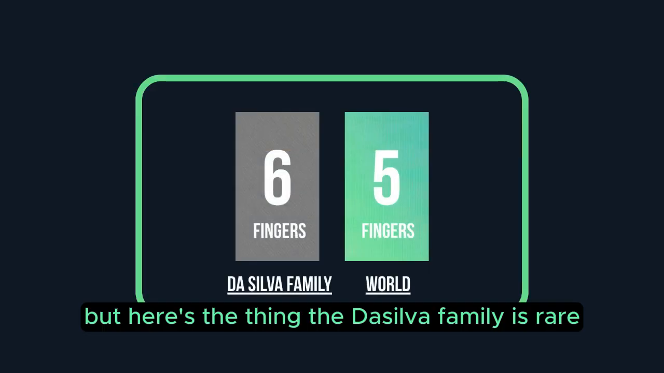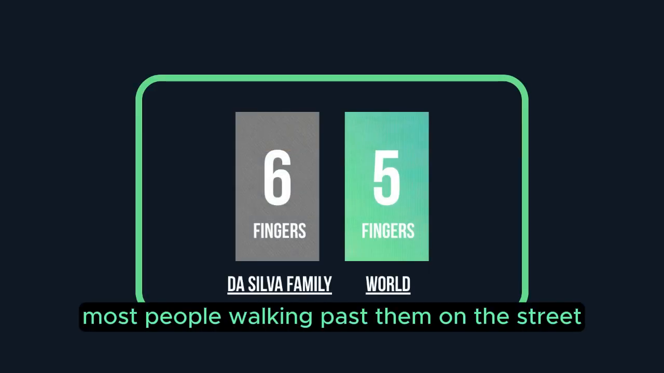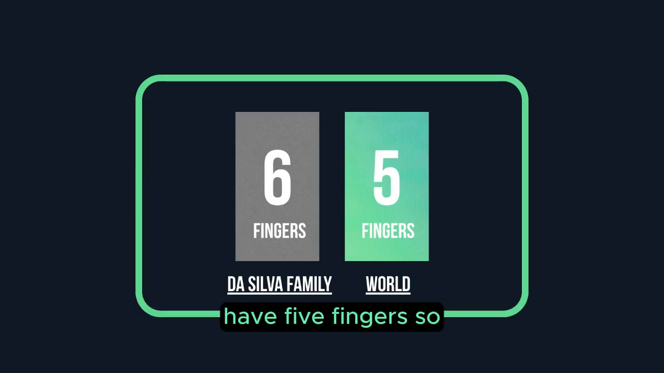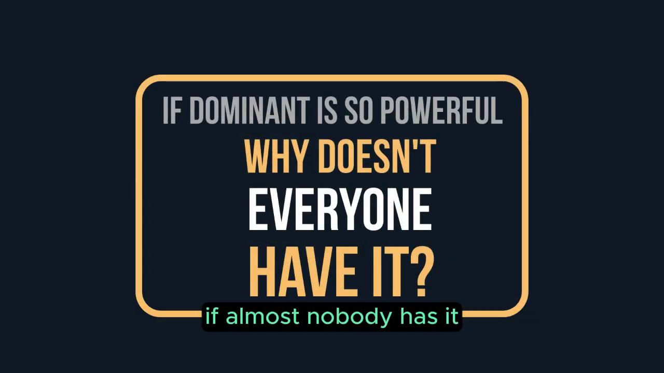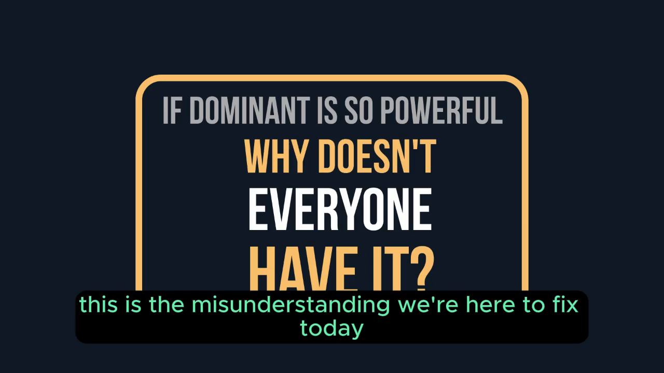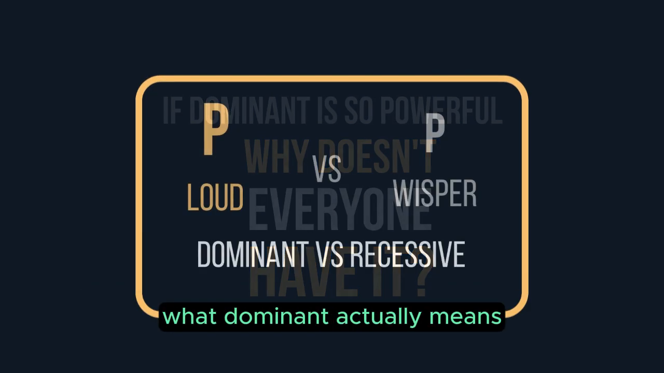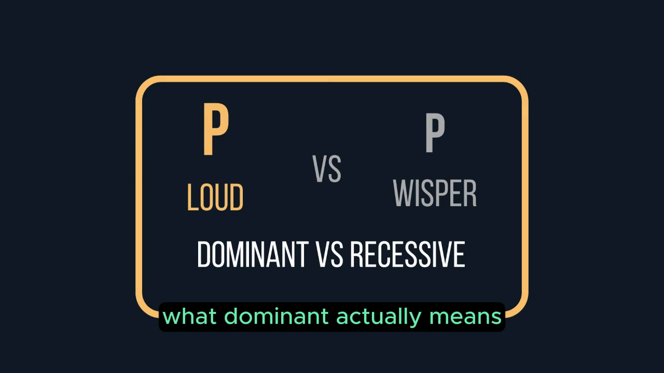But here's the thing: the De Silva family is rare. Most people walking past them on the street have five fingers. So how is the six-finger gene dominant if almost nobody has it? This is the misunderstanding we're here to fix today: what dominant actually means.